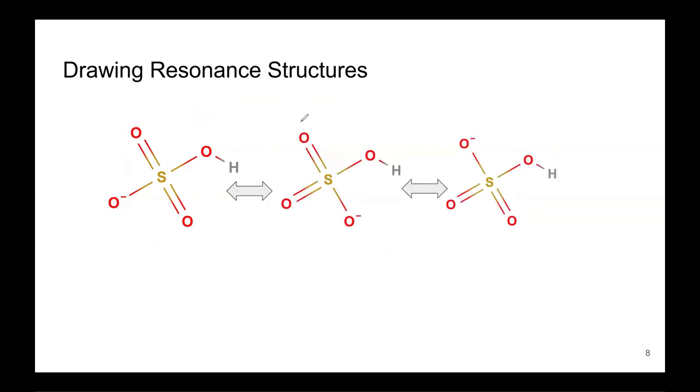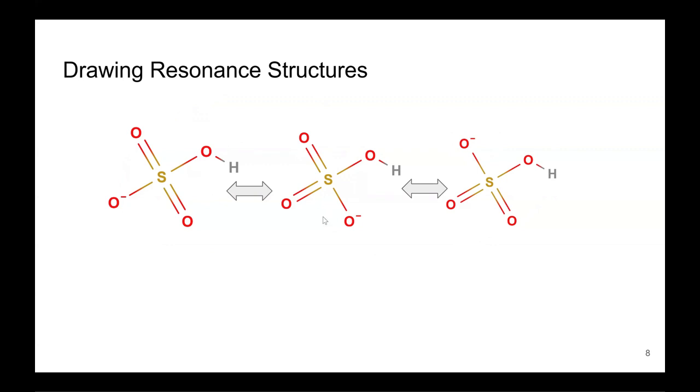No, they are not the same structure, because if we label each of these oxygens so that they are different from each other, you can see that the negative charges and the bonds, the pi bonds, are positioned in different places. So they are different structures when you are considering resonance structures.